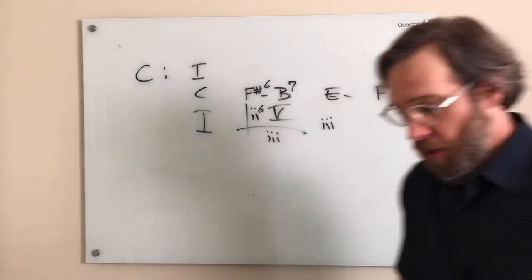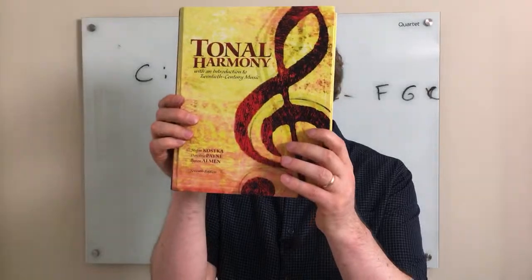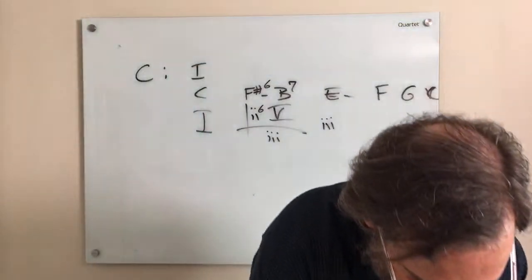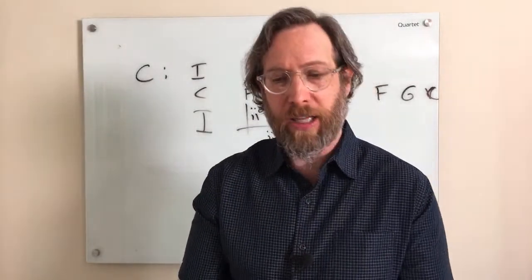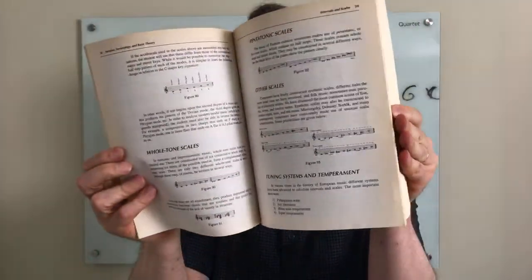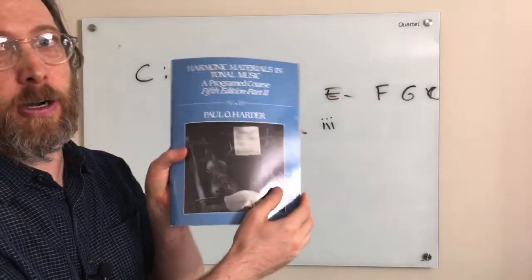All right. So there is Tonal Harmony, which is a traditional college textbook published by McGraw-Hill, Kostka and Payne. There's old editions you can get for very cheap. That's got all sorts of good examples. They have self-tests with answers at the back. You can also get HarperCollins College Outlines like Music Theory, right? No fancy anything, but the basic information, which is excellent. And then there's Harmonic Materials of Tonal Music, a Programmed Course, Paul O. Harder. I think this is a very old edition.